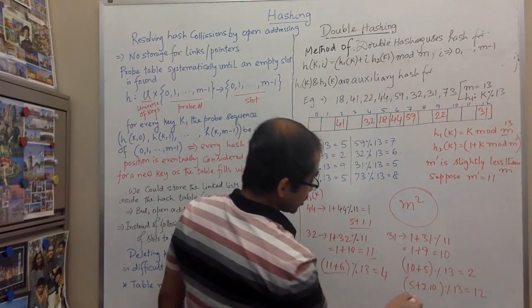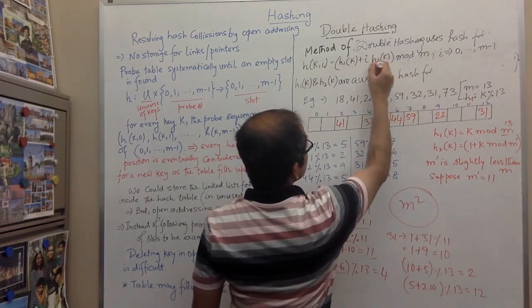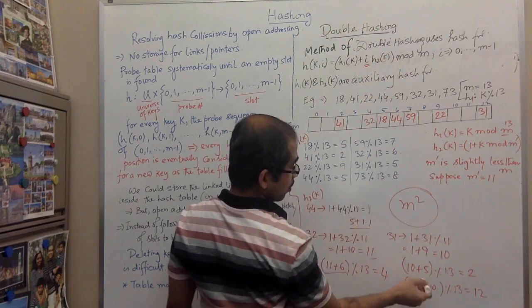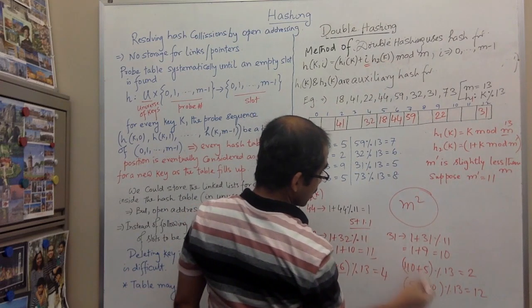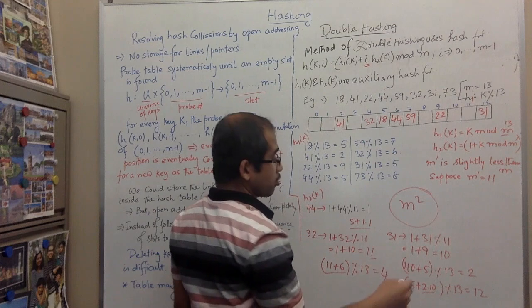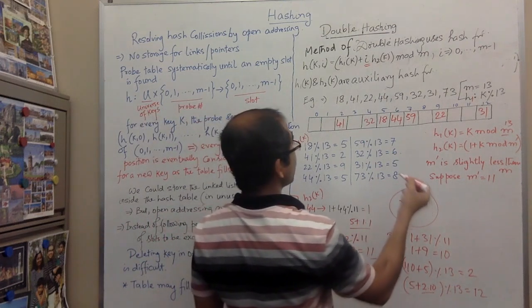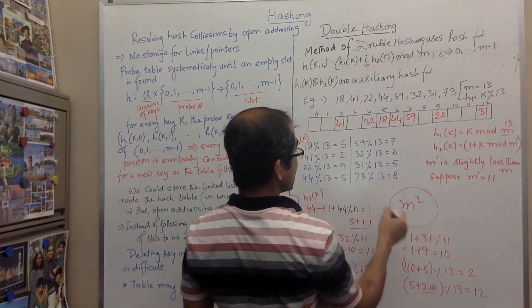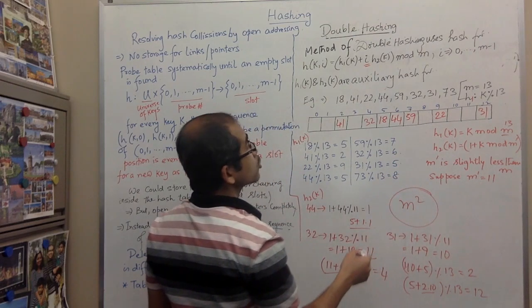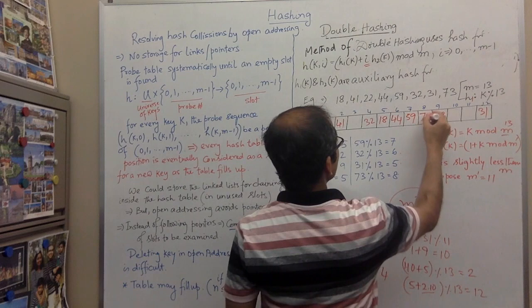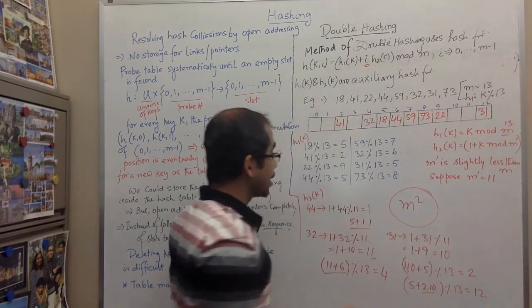You see, this is i times h2k. Initially i was 1, now i is 2. If that one was not okay, then i will be 3, in that manner. So this is done. Now 73 should go to position 8. Position 8 is empty, so we put 73 here, and this is done.